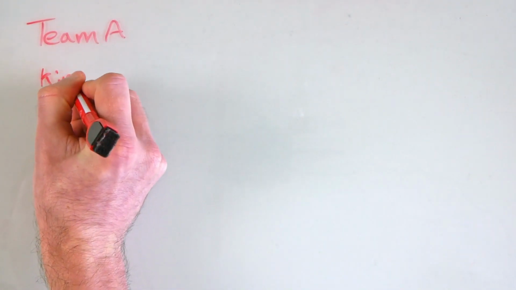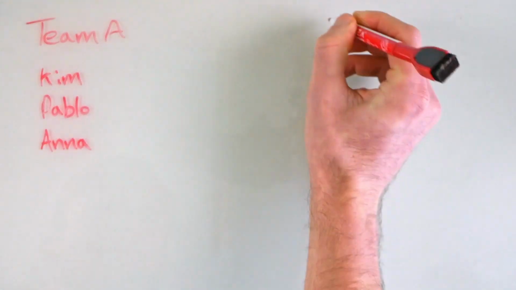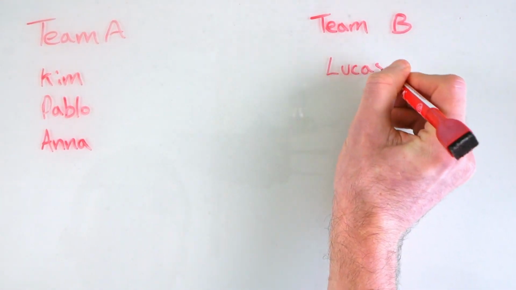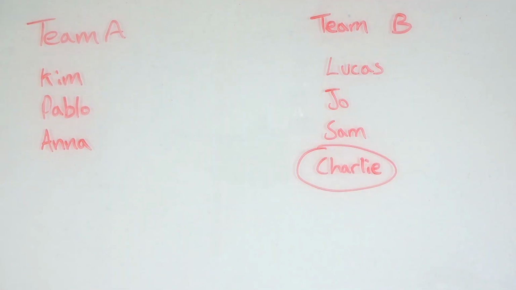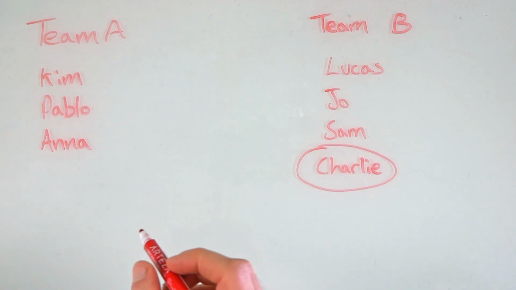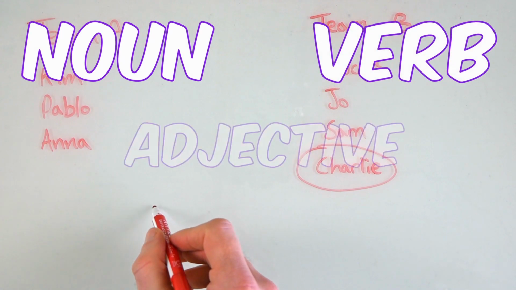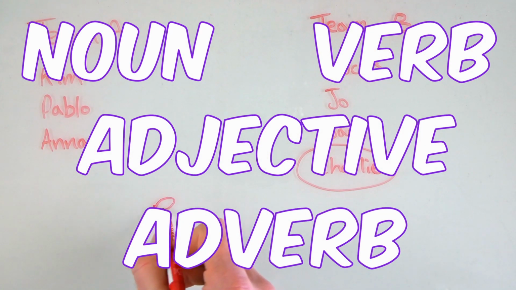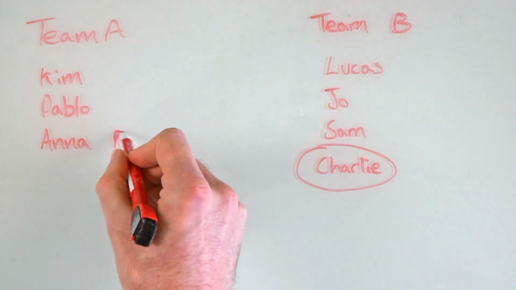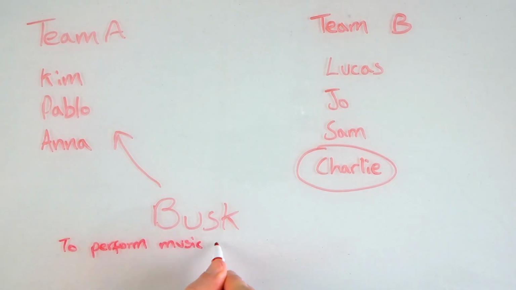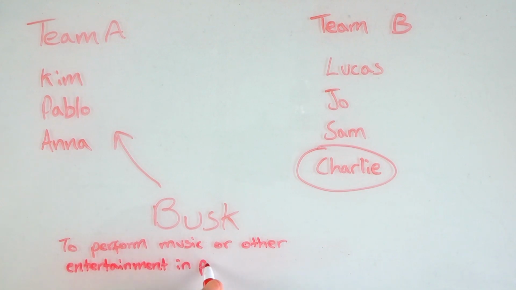Alright, so first up we need the teams. We've got 2 teams of 3, Team A and Team B. But like I said before, you can have more teams or change the number of students in a team. Now we give each team a word that nobody knows, and its real definition. This can be a noun, a verb, an adjective, or an adverb. For example, Team A gets the word to busk, and I'm going to secretly give them the definition: to perform music or other entertainment in public for money.